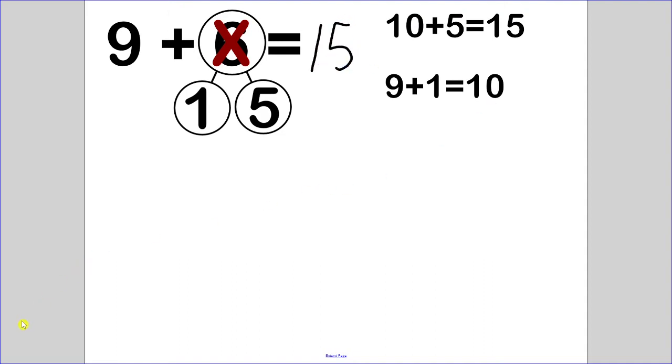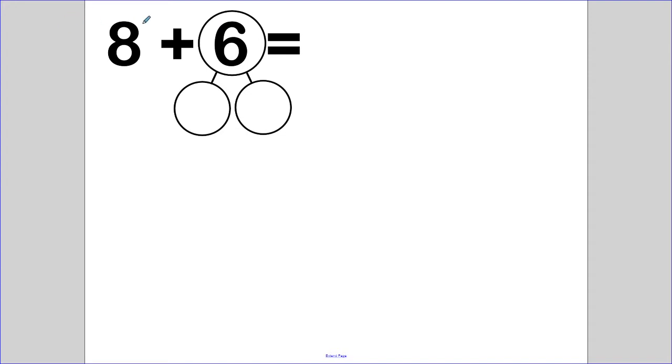Let's go ahead and solve the next one. On this problem, we have an 8 plus a 6. We know that an 8 needs a 2 to get to 10. So with 6, 2, the other number has to be 4. We know this because 2 plus 4 is 6.